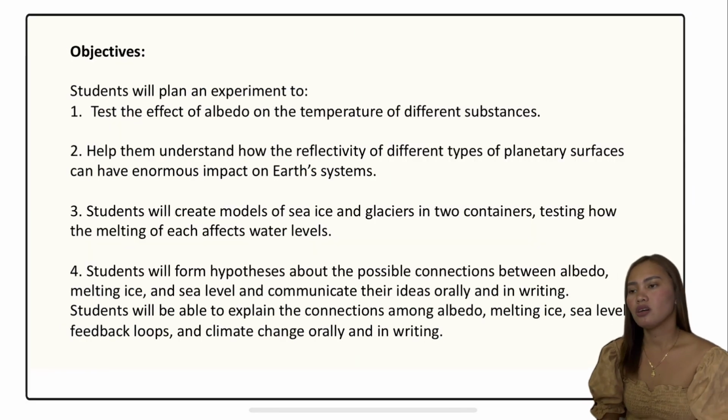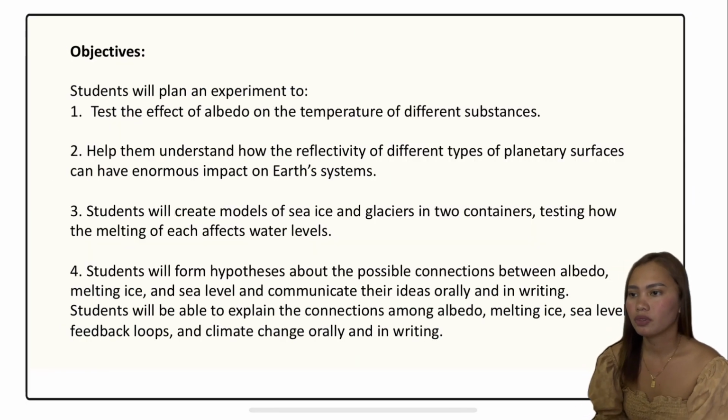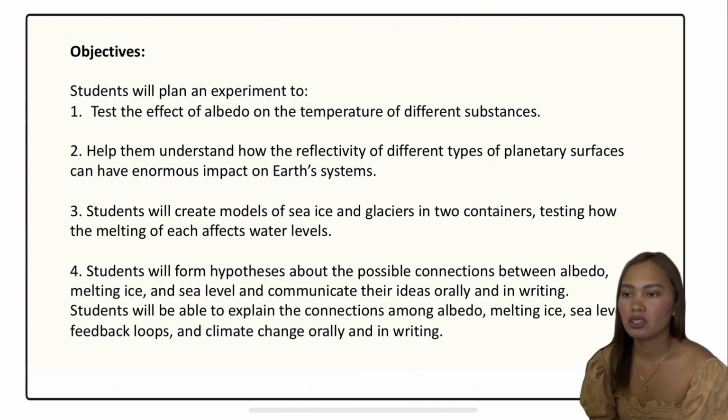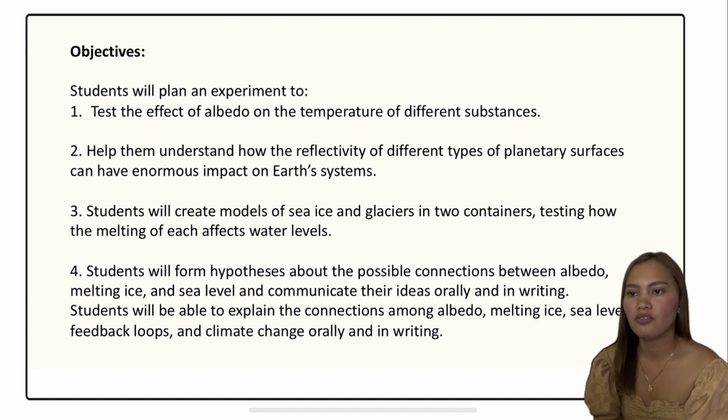The objectives of the activity. Students will plan an experiment to first test the effect of albedo on the temperature of different substances. Second, help them understand how the reflectivity of different types of planetary surfaces can have enormous impact on Earth systems.